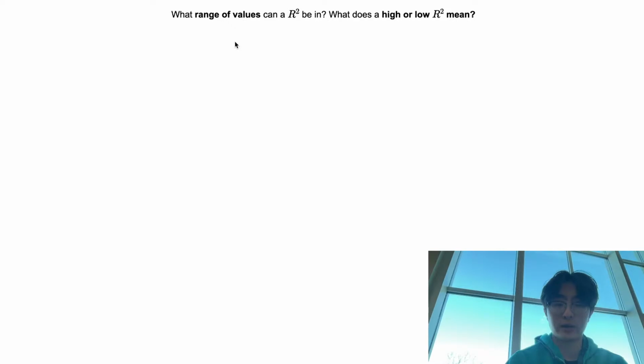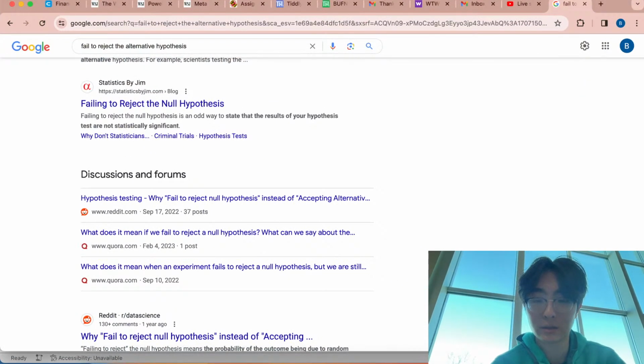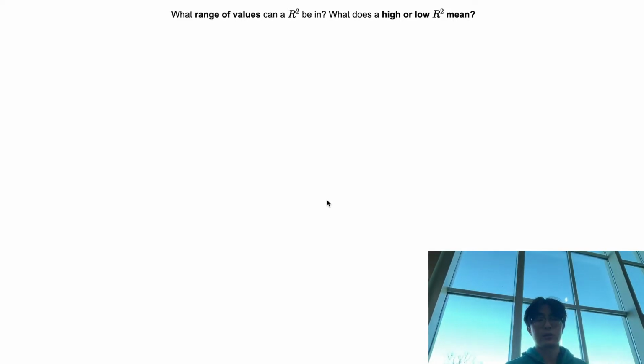What range of values can r squared be in? Let's see, what time is it? Okay. What range of values can r squared be in? What does a high or low r squared mean?